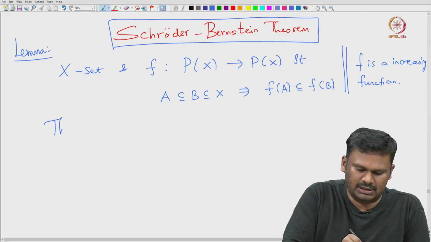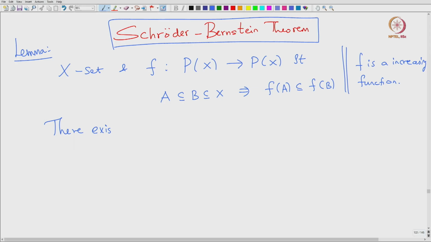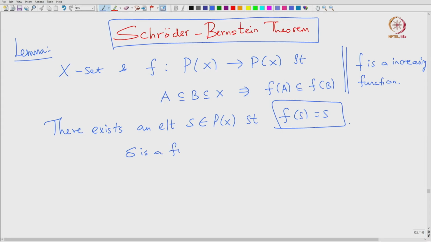That means there exists an element S inside the power set of X such that f of S is exactly equal to S. So, that means S is a fixed point of this f. Okay. So, this is what we want to prove. Of course, we are in a very special setup and proving that there exists a fixed point is not very difficult here. So, the most important thing is that we have to abstractly understand what is happening here.